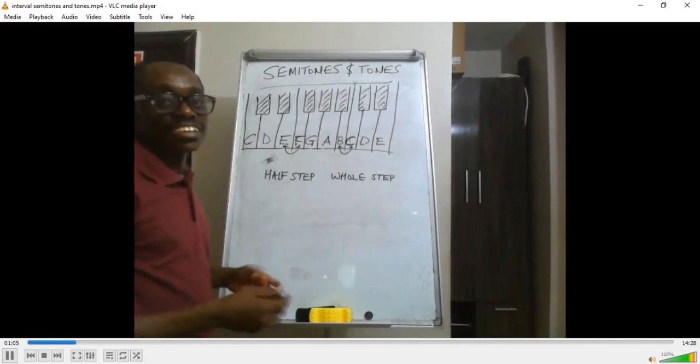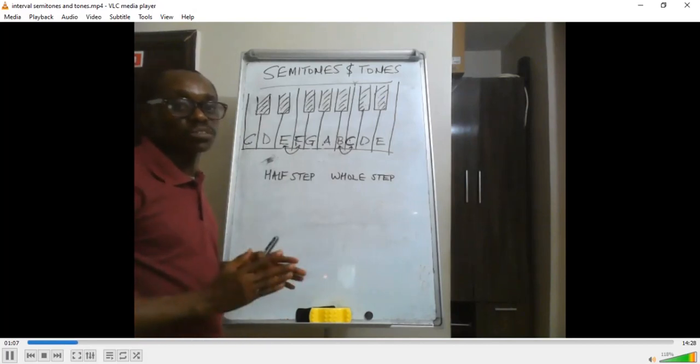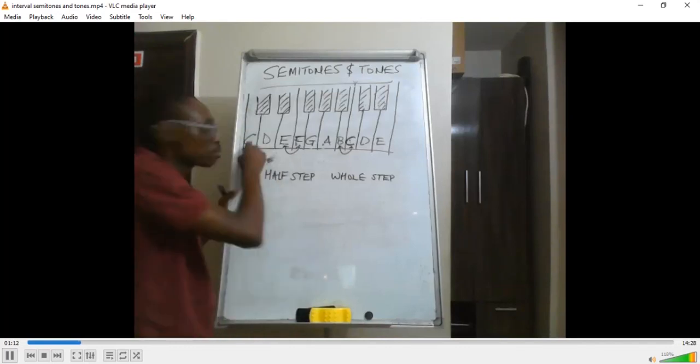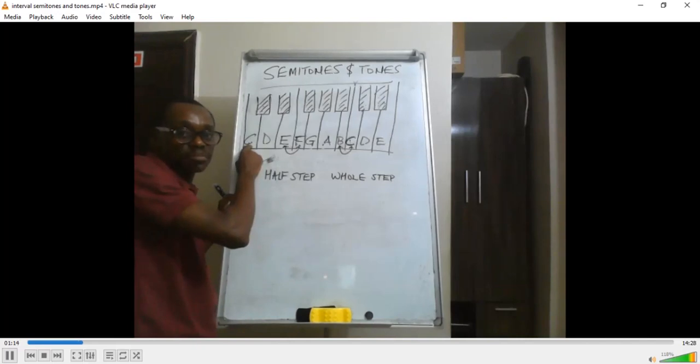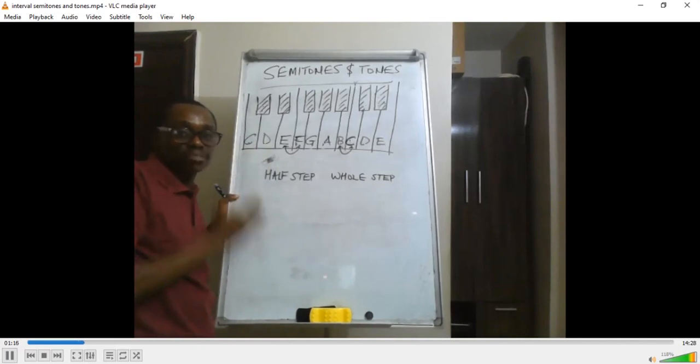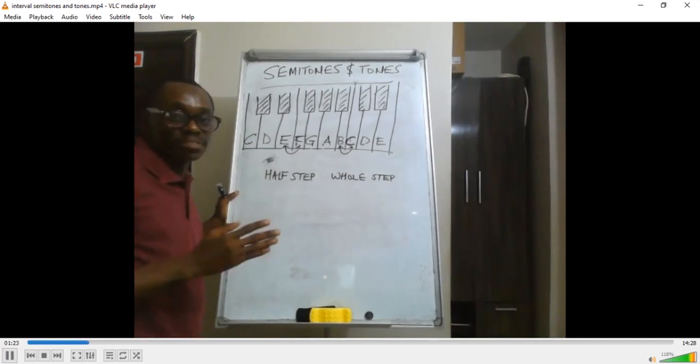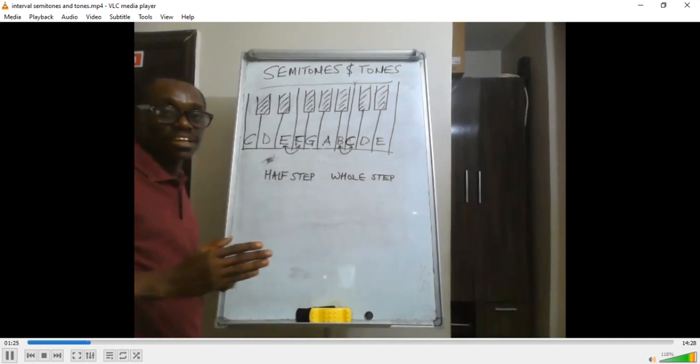So this is how music goes. Music goes in interval. If I play C and I play C again, what you're going to get is the same sound. But if I play C and I play D, the sound is going to change. So there's a difference in sound.